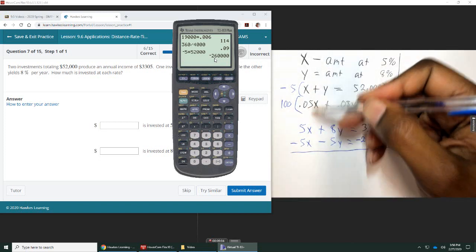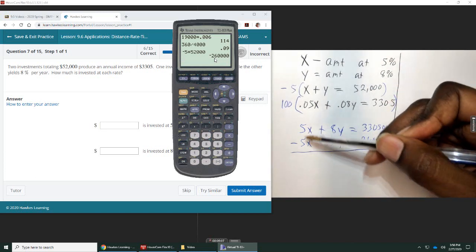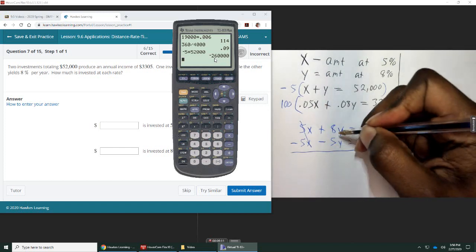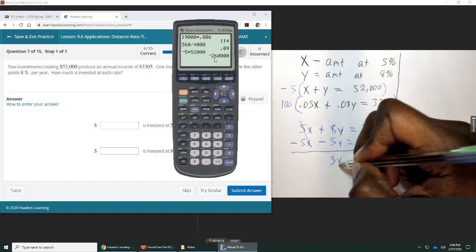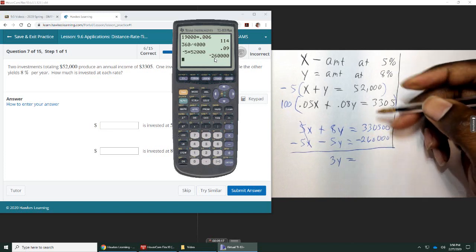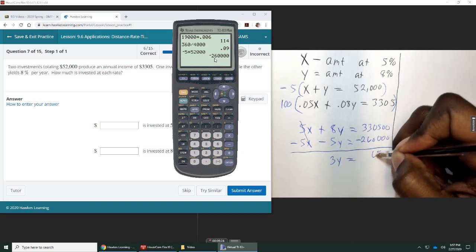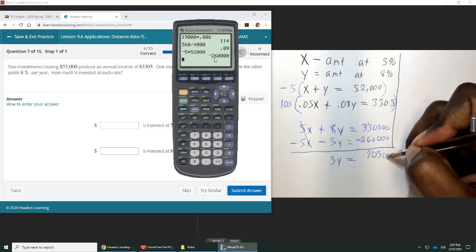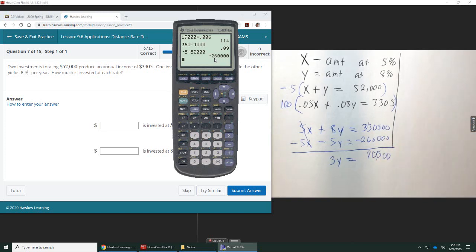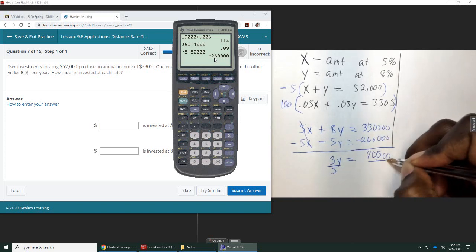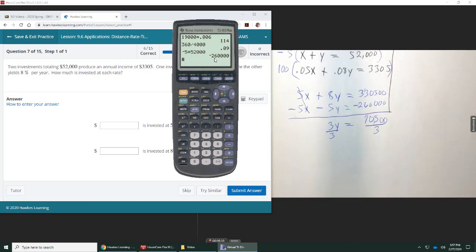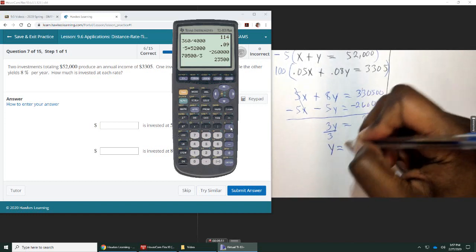Okay, we're going to add these two equations. These two will cancel out, they get eliminated. Adding these, we get 3y. And then combining these two, really subtracting, we get 70,500. From here, we just divide by 3. 70,500 divided by 3, we get 23,500. So Y, the amount invested at 8%, is 23,500.